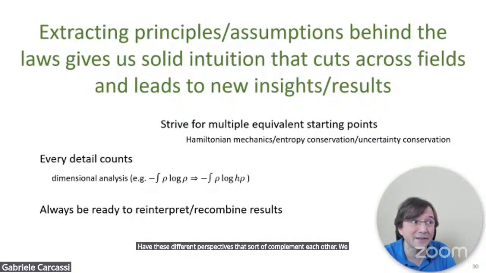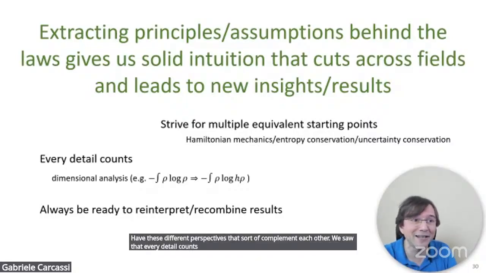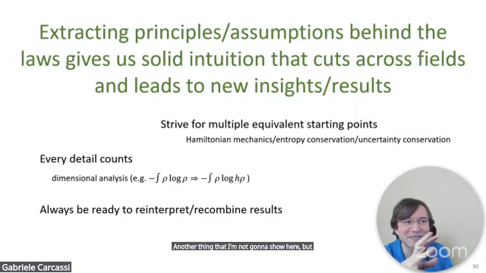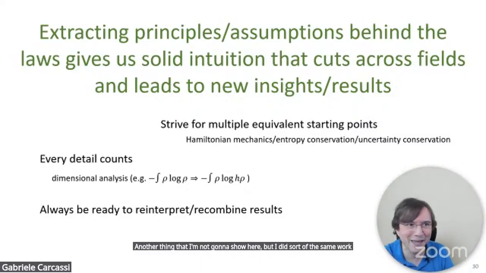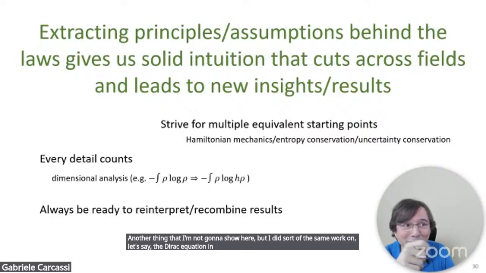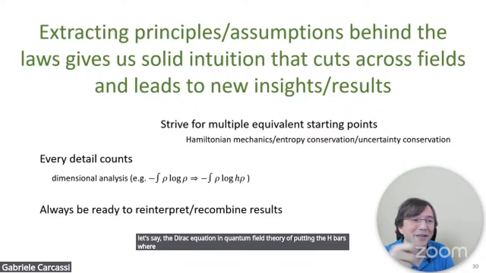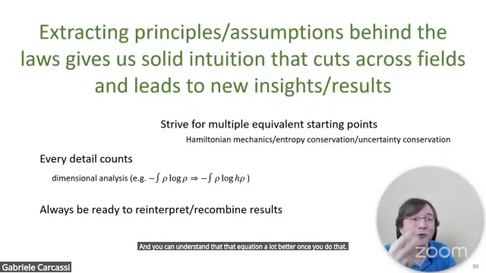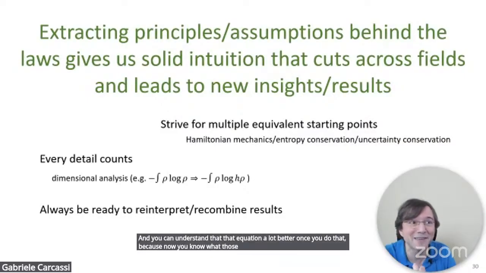We saw that every detail counts. Somehow dimensional analysis has fallen out of favor, and a lot of new theories that we have are just a bunch of math, and then you fix the units later somehow. But we saw that there is meaning. In fact, another thing that I'm not going to show here, I did the same work on, let's say, the Dirac equation in quantum field theory, putting the h bars where they need to be, the c's where they need to be. And you can understand that equation a lot better once you do that, because now you know what those operations physically mean, and you get physical insight.